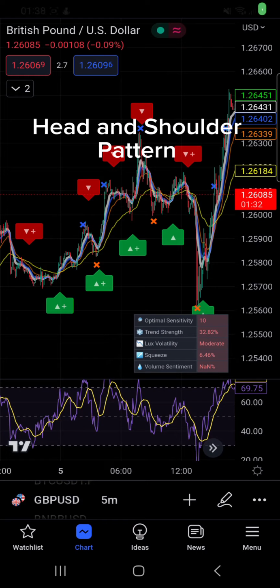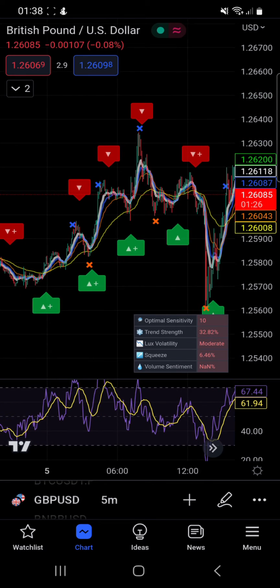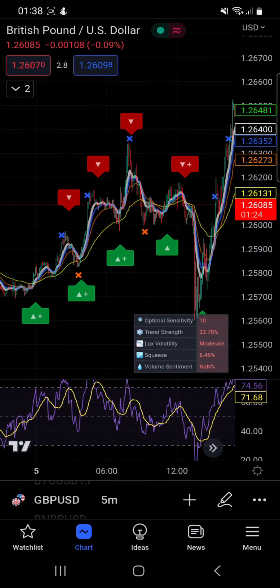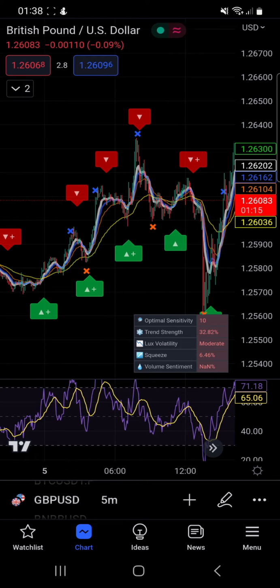Hi guys, this is to show you how head and shoulders work in trading analysis. So this is the pair of GBP, pound versus USD. So this happened last week.